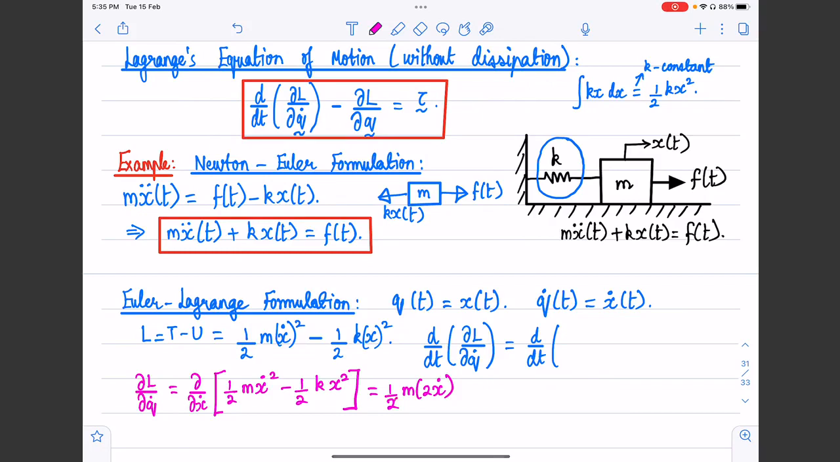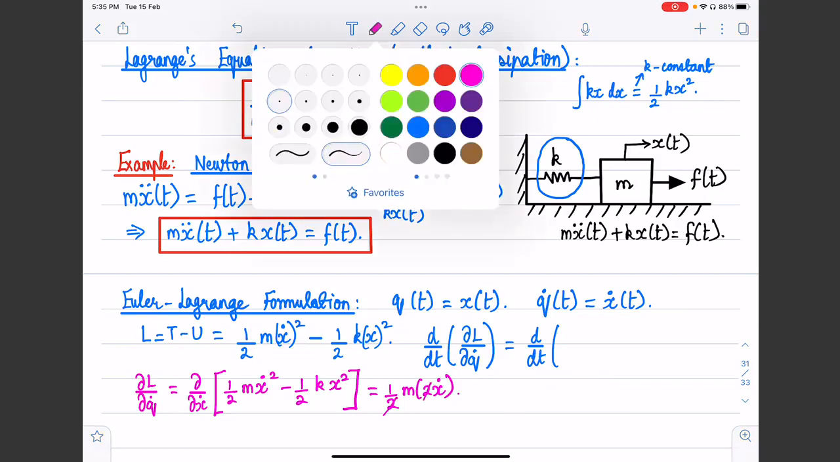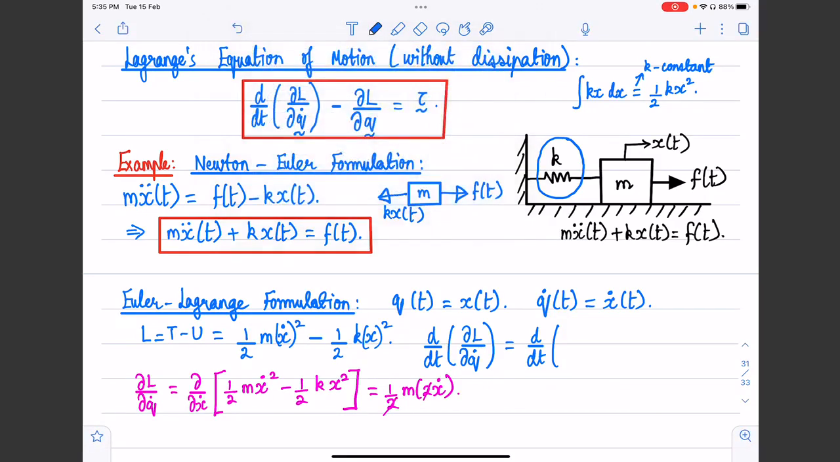Consequently, the partial derivative of the Lagrangian with respect to q dot will just be m times x dot. I hope it is clear how we got m times x dot. Let me repeat: q dot is x dot, so we want the partial derivative of the Lagrangian with respect to x dot. The kinetic energy term is 1 by 2 m x dot squared, so when you take the partial derivative with respect to x dot, I get 2x dot, because m is constant.